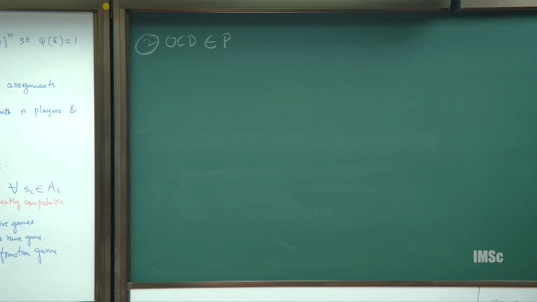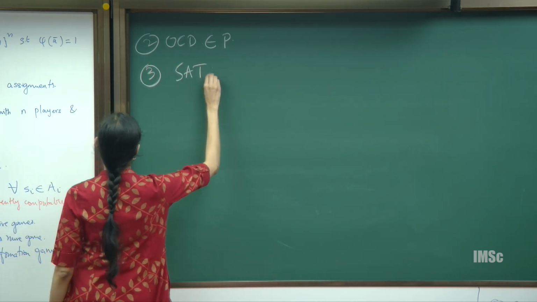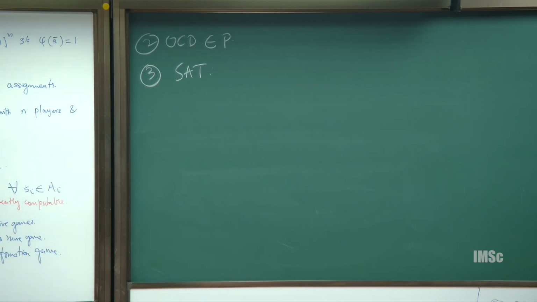Is that okay? So this one, next. I'll call it SAT. So can you come up with an algorithm? Is it okay so far, what's going on? There are some problems, there are some algorithms, there are some complexity classes.